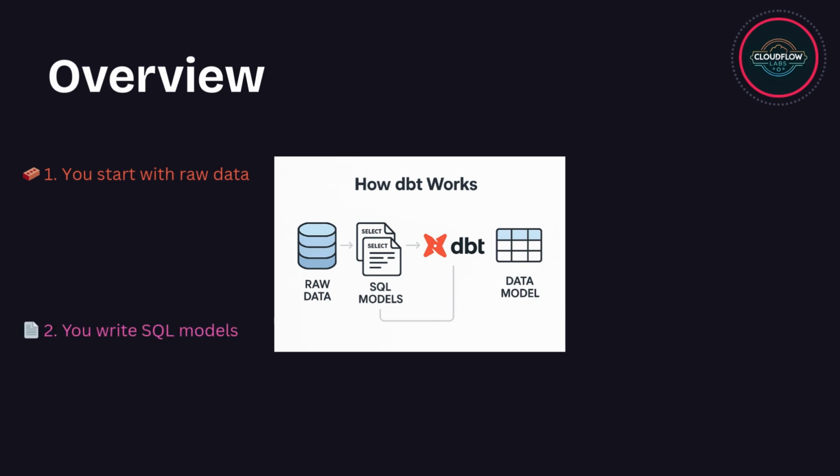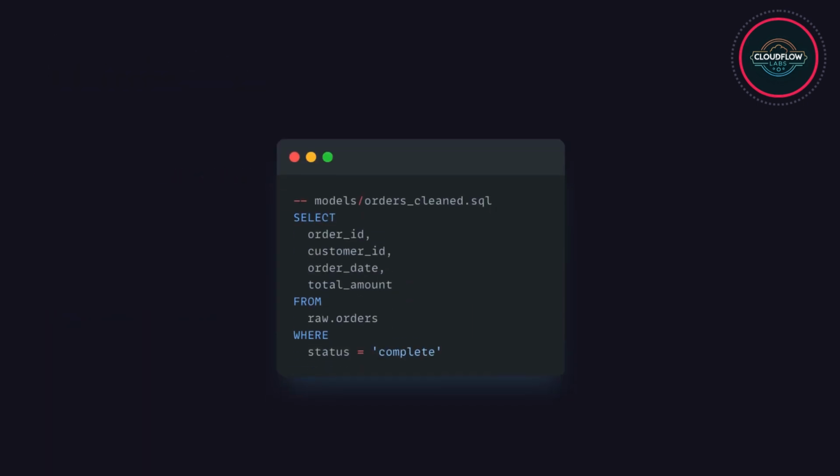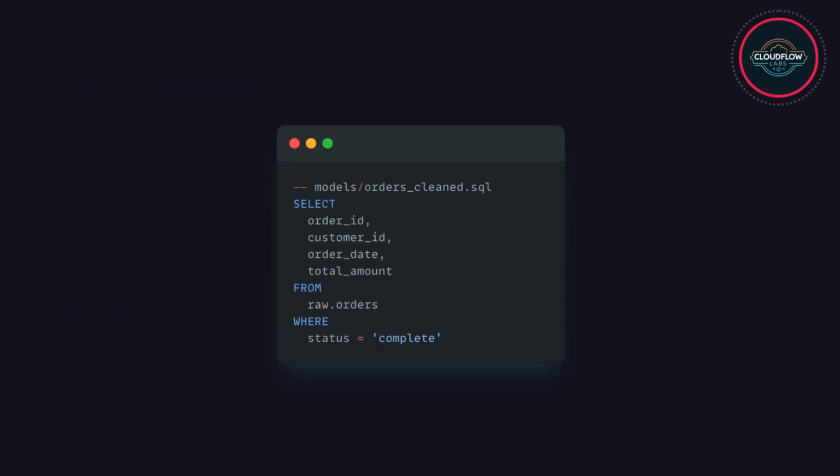2. You write SQL models. You create SQL files in your DBT project. Each file is a model, essentially a select statement. DBT uses these to build tables or views in your warehouse. Take the example model we call orders cleaned. Here we create a DBT model that defines which orders are marked as completed.